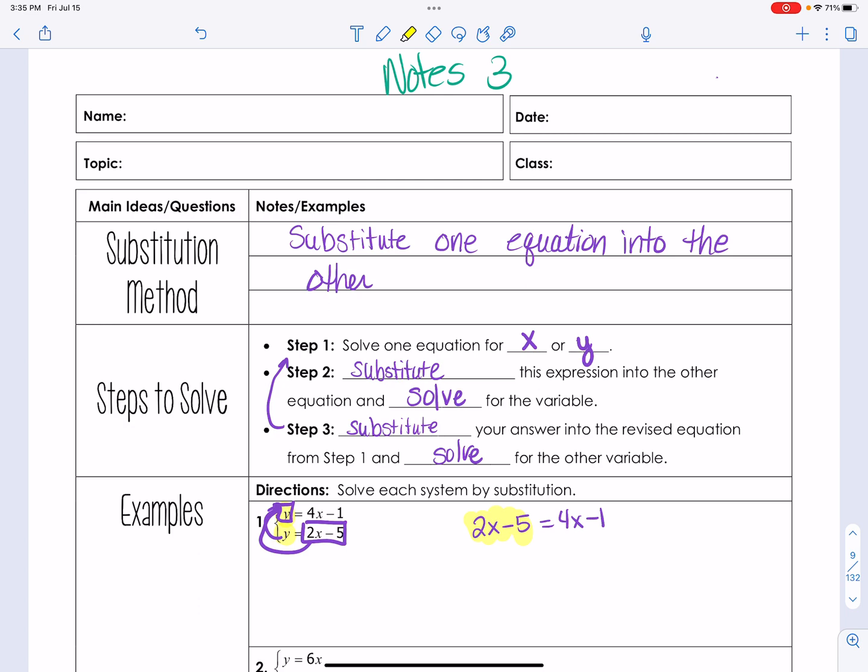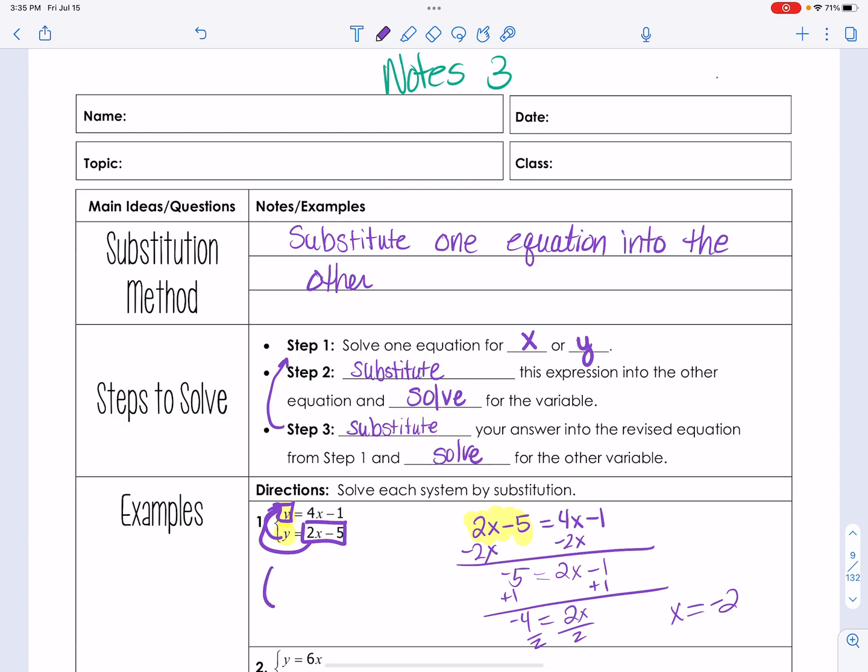All right, so with that being said, I'm going to take this thing and I'm going to solve, right? So when I solve, I just get my x's together. So I'm going to minus 2x. And I get a negative 5 equals 2x minus 1. I'm going to add 1 and divide by 2. So x equals a negative 2. So the coordinate x equals a negative 2 in that coordinate.